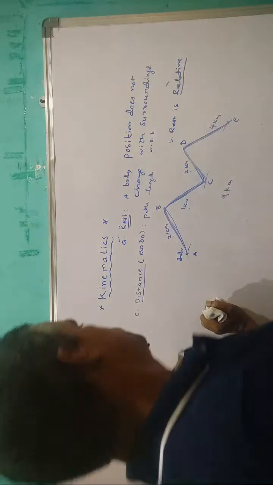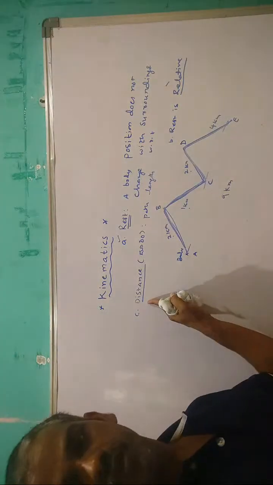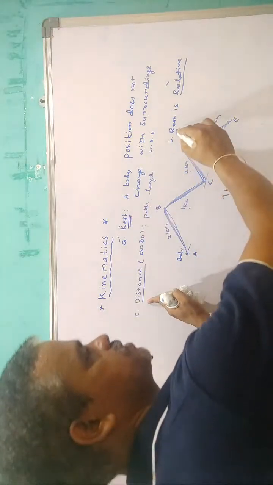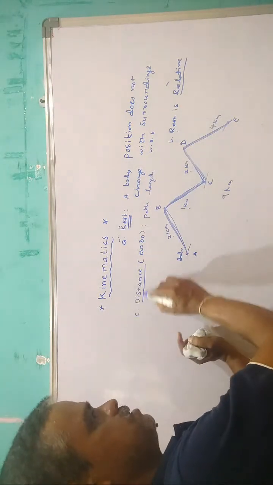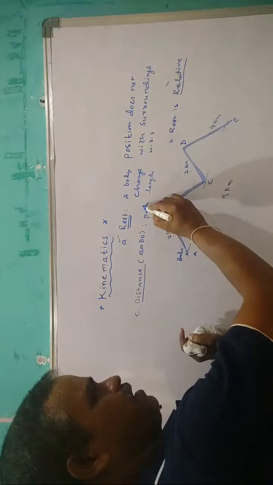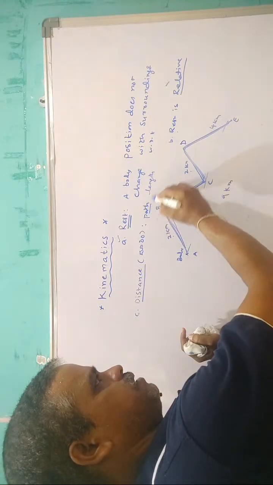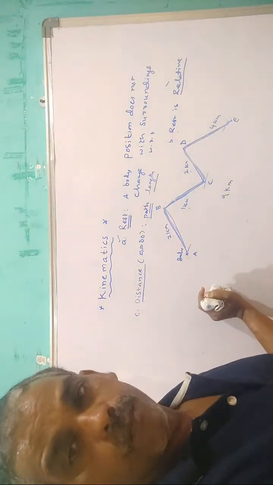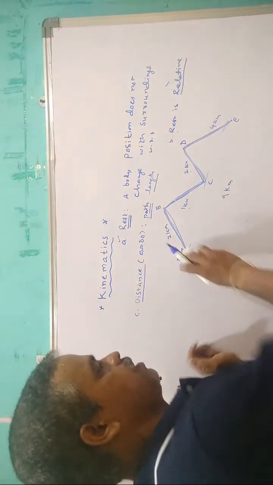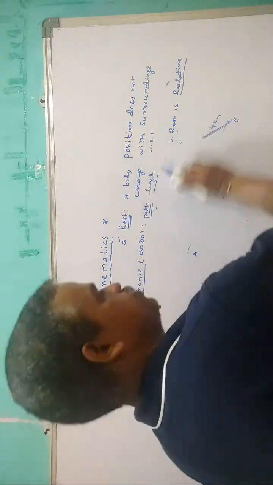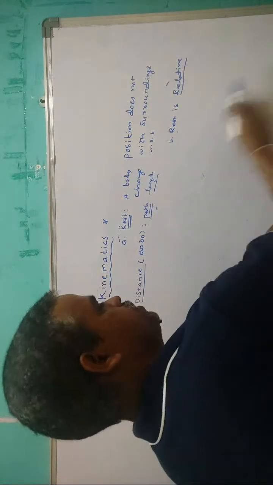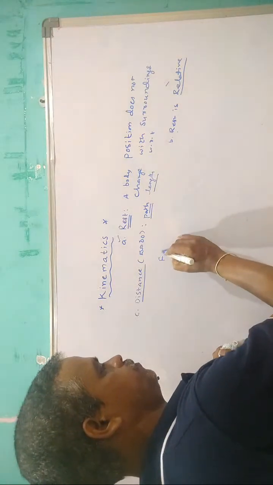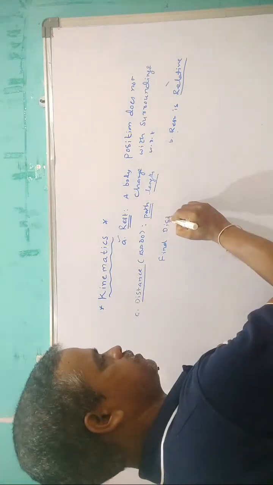So you have to remember, first one is rest, second is rest is relative, third one is distance is nothing but path length. Path length. So I will give one more example to you. Just message me in 1 second. Find the distance.